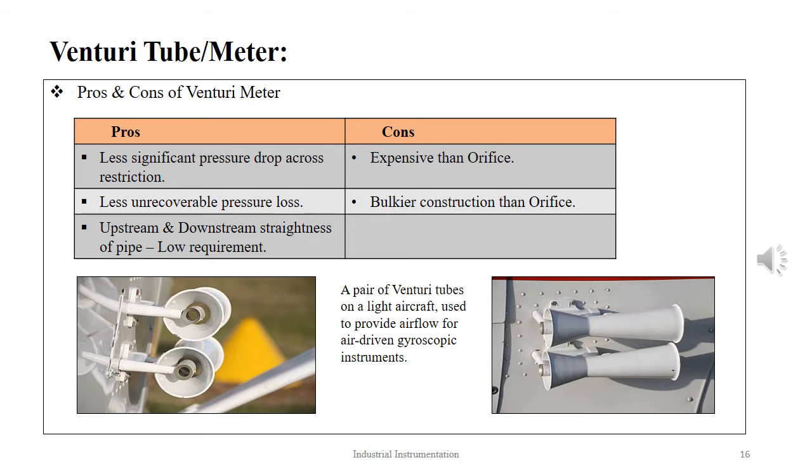They also offer less unrecoverable pressure loss, and the upstream and downstream straight pipe requirement is very low. The disadvantages are that they are more expensive than orifices and bulkier in construction. A pair of Venturi tubes on a light aircraft are shown in the two pictures below.